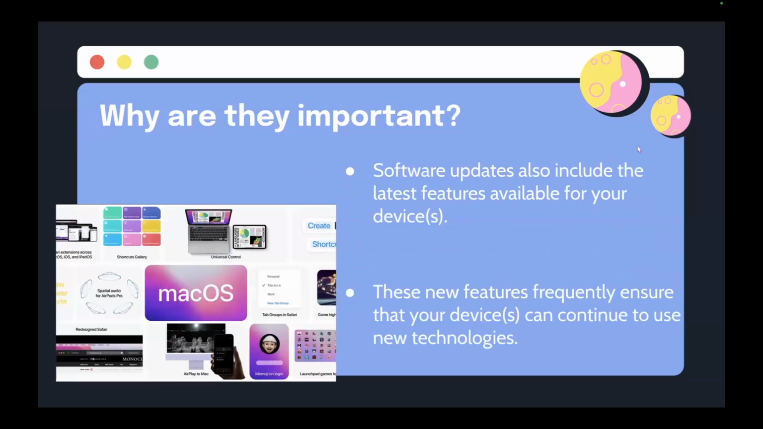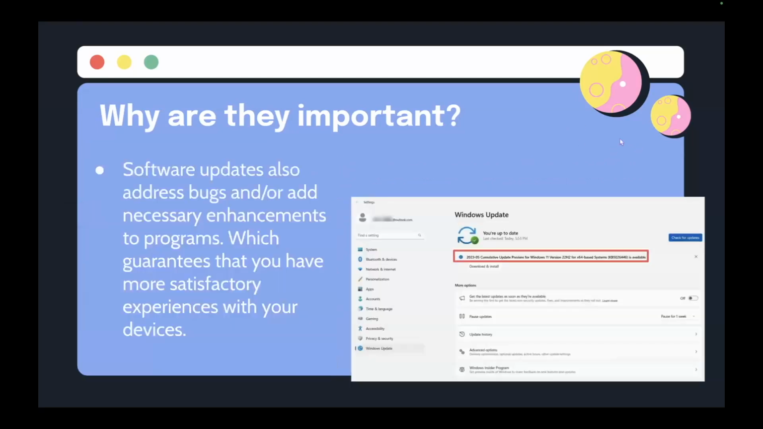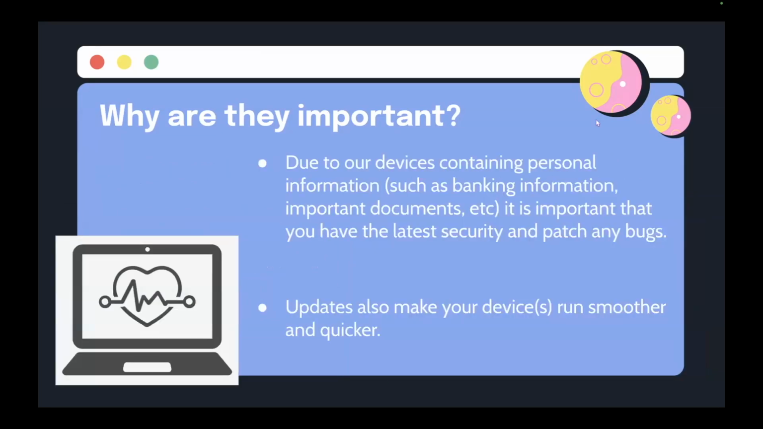Software updates also include the latest features available for your device. These new features frequently ensure that your devices can continue to use new technologies. Software updates also address bugs and/or necessary enhancements to programs, which guarantees that you have more satisfactory experiences with your devices. Due to our devices containing personal information, such as banking information, important documents, photos, it's important that you have the latest security and patch any bugs. Updates also make your devices run smoother and quicker.